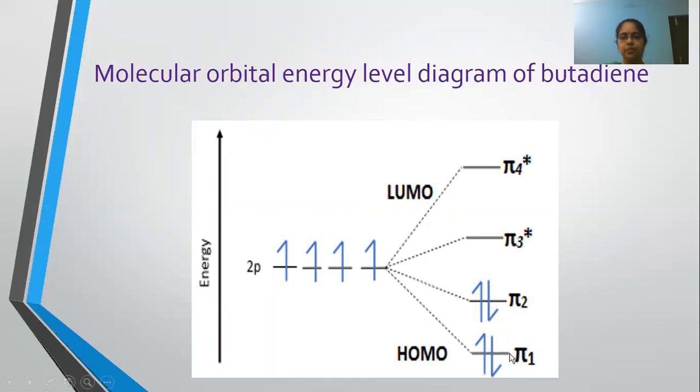As per the Aufbau principle, the lowest energy molecular orbital is filled first. So the pi1 molecular orbital is completely filled with 2 electrons. Once this orbital is completely filled, the next electrons will enter the next higher energy molecular orbital, which is pi2. So the third and fourth electrons, the remaining 2 electrons, will occupy this molecular orbital. So all the 4 electrons are distributed. Now the pi3 star and pi4 star anti-bonding molecular orbitals remain vacant. So these two are completely filled, whereas these two are completely vacant.